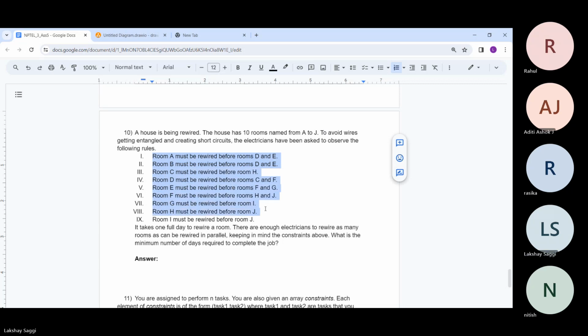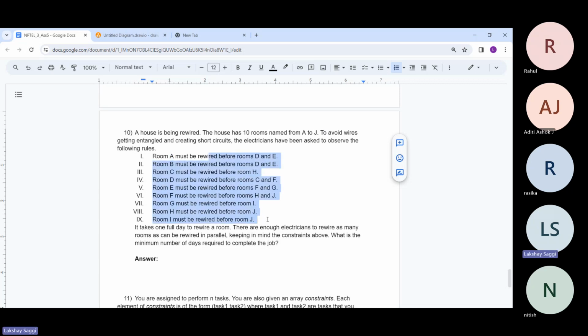So what we want to do is essentially, we are given these constraints, and we just want to ensure that these constraints are followed. On one day we can also rewire a lot of rooms, but we can't rewire, let's say, all 10 rooms at once, because we know that room A must be rewired before rooms D and E. So if room A is rewired on the first day, rooms D and E must be rewired at least on the second day. So we can't rewire all the rooms on the first day. We have to follow these constraints.